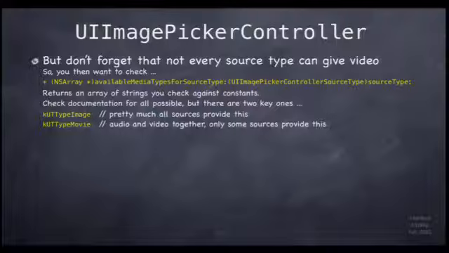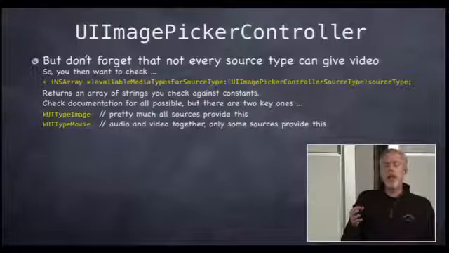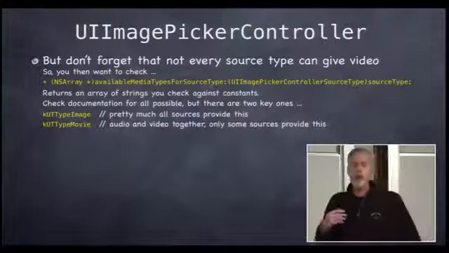So obviously a key one here to ask is whether the UIImagePickerControllerSourceTypeCamera is available, if you want the user to be taking a picture. Now there's a second step though, because not every source type, for example, can give you video. So some cameras you can't get video out of.